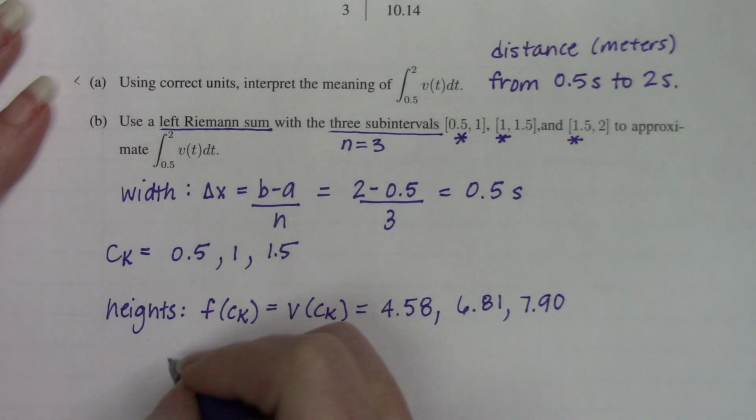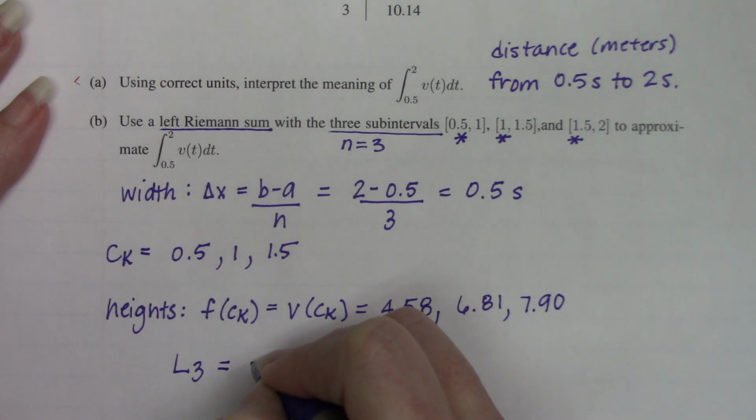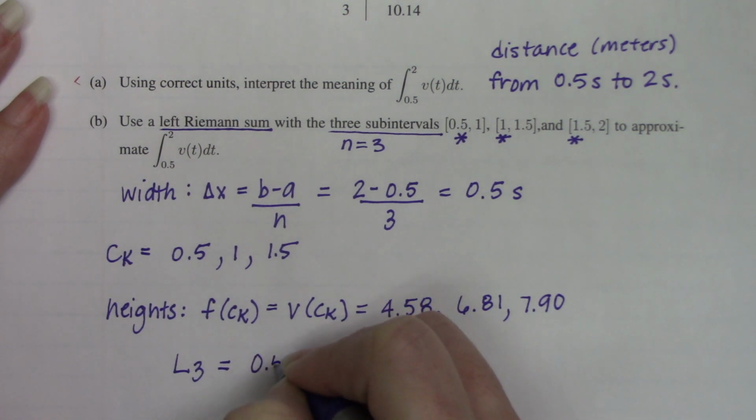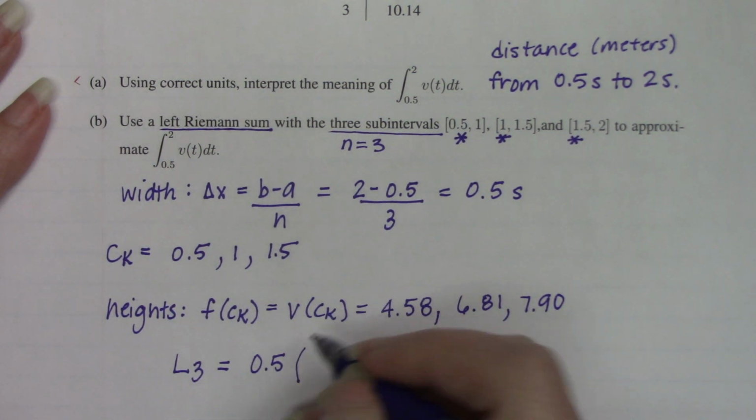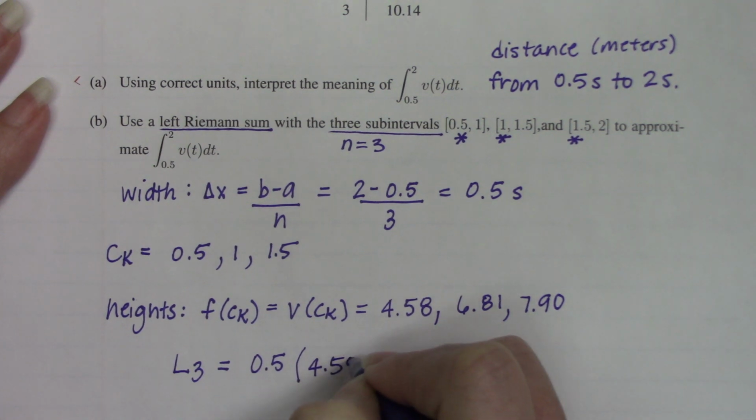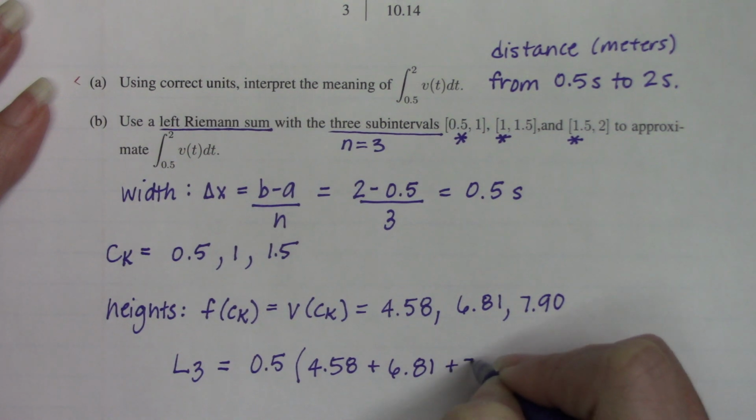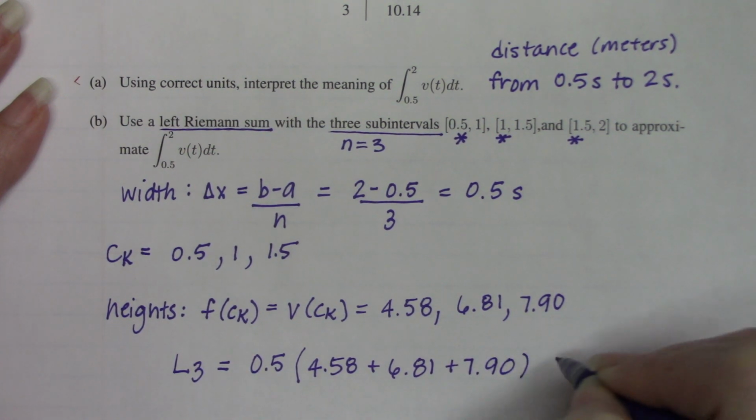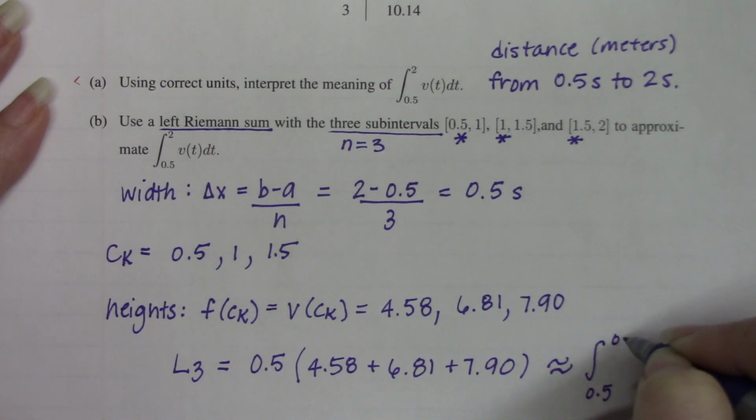Now to compute the left-hand sum for three rectangles, we're going to get our widths of 0.5, and since all the widths are the same, you can factor it out and just sum the heights. So we'll have 4.58 plus 6.81 plus 7.90, and this will approximate the area of our integral.